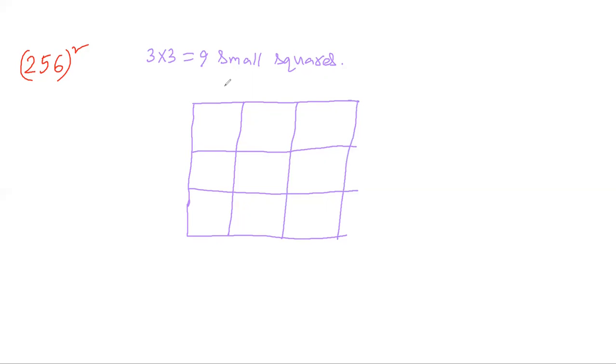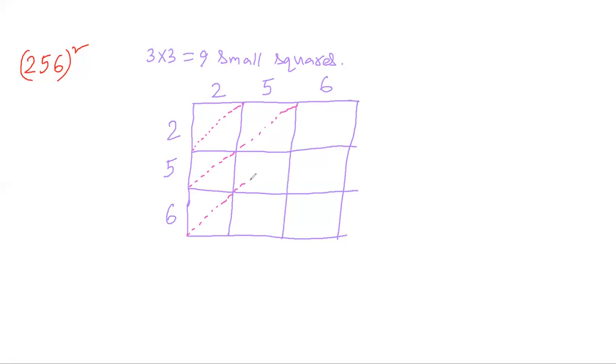Now since the number is 256, in this way I'll take 2, 5, 6 along the row. We'll take 256 along the first row 2, along the second row 5, along the third row 6. Now we have to draw the diagonal. In this way we'll draw the diagonal for every square.